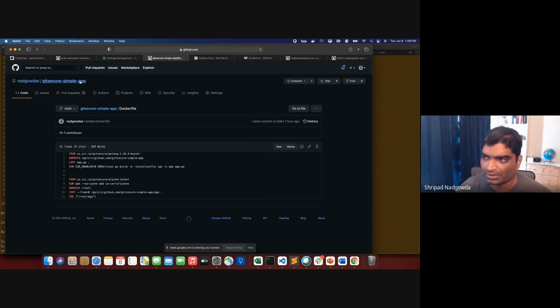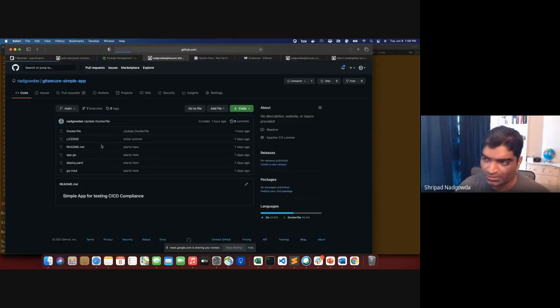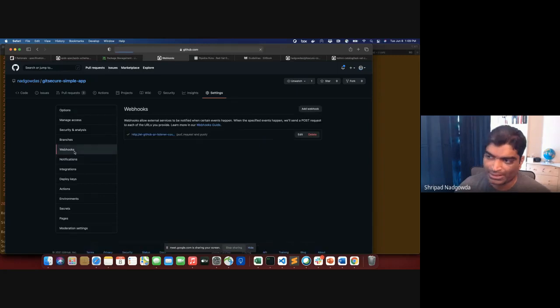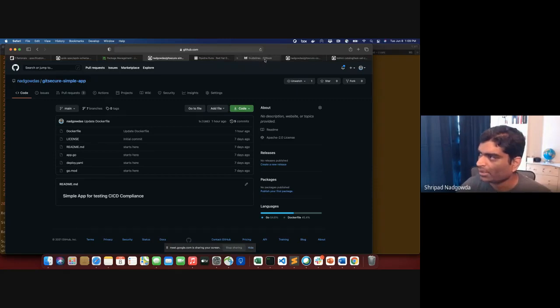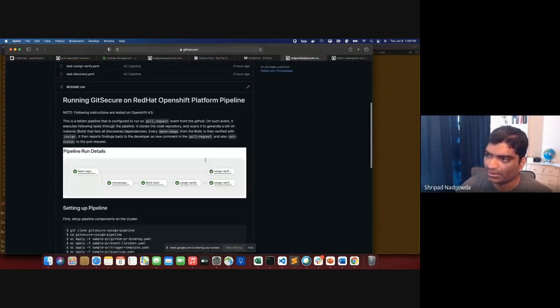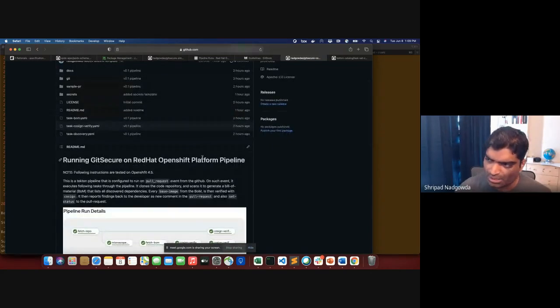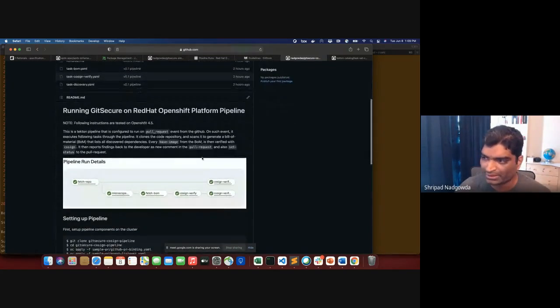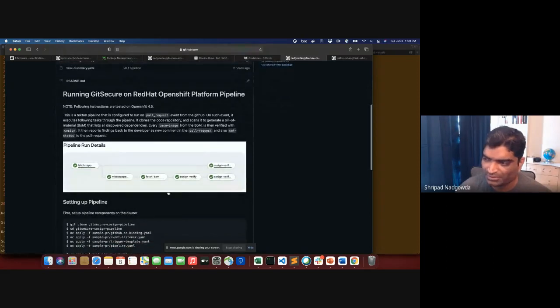This particular repository is hooked to this Tekton pipeline, so anytime we create a pull request or any change, it will trigger that pipeline. I have pushed it and I'll share this link so anyone can try it. It's a simple pipeline. Whenever it triggers, it clones the repository and scans all the dependencies. It looks in the Dockerfile at what images you are using and what packages you are bringing, and it generates a software bill of materials.